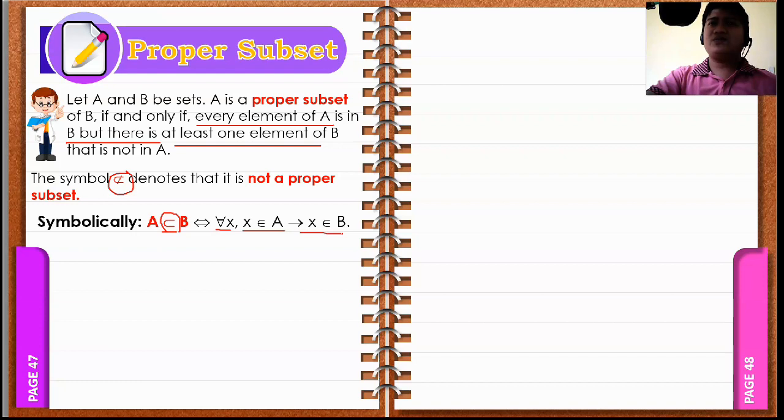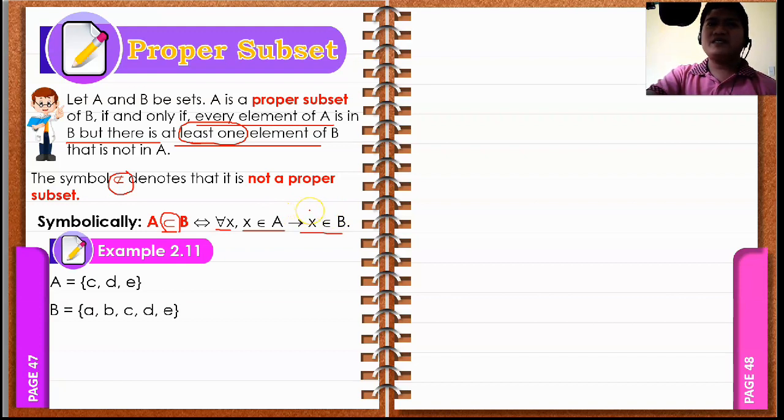As you notice, the definition is almost the same as in the previous discussion, the subset. The only difference is that in proper subset, wala na po yung equal sign. Because in the subset, you can have the same elements in A and B. So let's say set A has the same elements as set B, then A is a subset of B. But for the proper subset, set B should have at least one more element. So this is very important: at least one element.